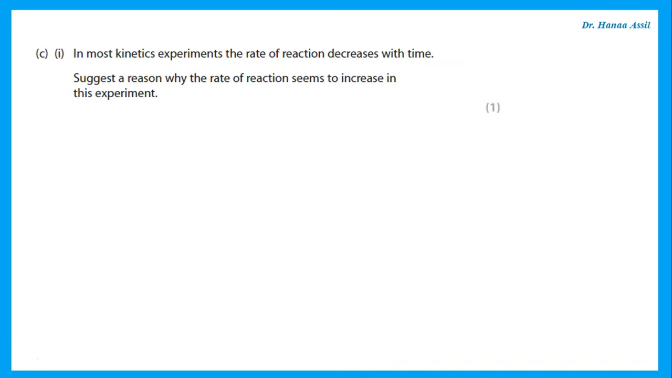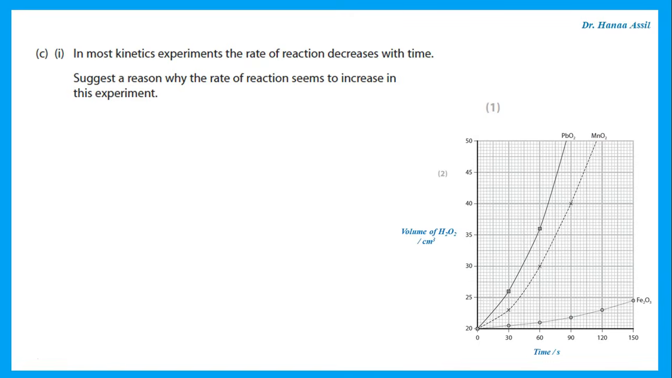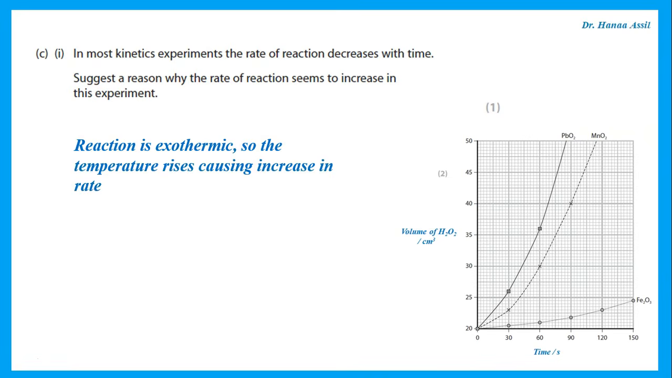In most kinetic experiments, the rate of reaction decreases with time. So give a reason why the rate of reaction seems to increase in this experiment. With time, the rate seems to increase for all of them. When we have the rate of a reaction increasing like this, the most probable reason is the reaction itself is exothermic. It is giving out heat, and the increase in temperature causes the increase in rate of the reaction. Otherwise, the rate should be slowing down as the reactants are being used up.